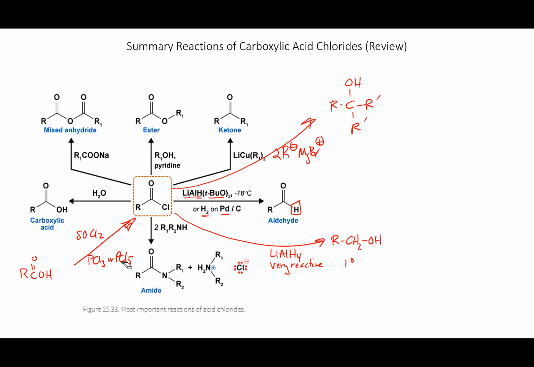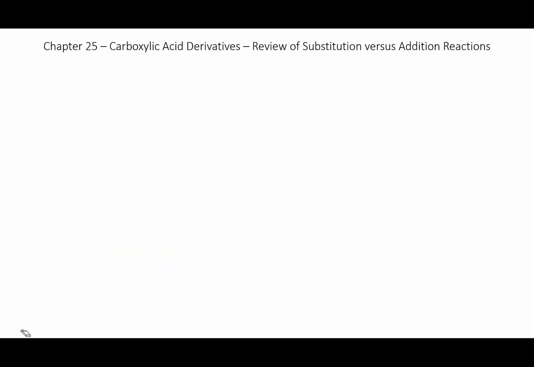And while that mechanism is in the textbook, we're not going to go over it. We're going to save our mechanisms for things that are more important than that. So there are all of our different reactions that we can do with an acid chloride. Okay. And with that ends chapter 24.